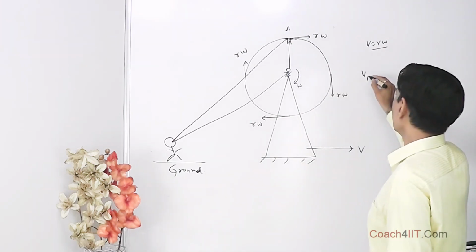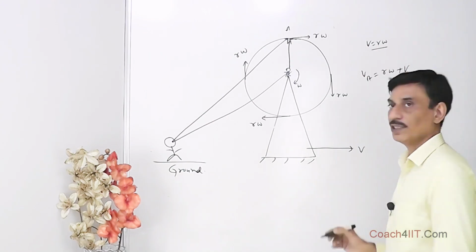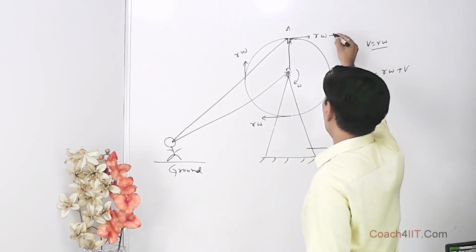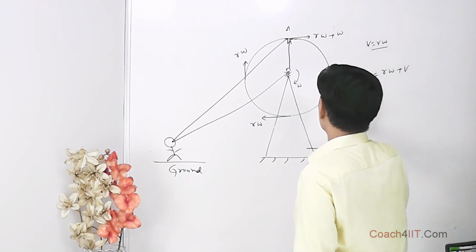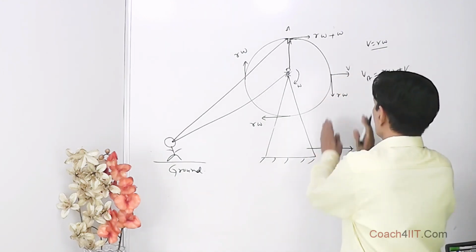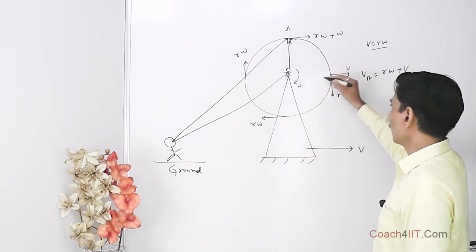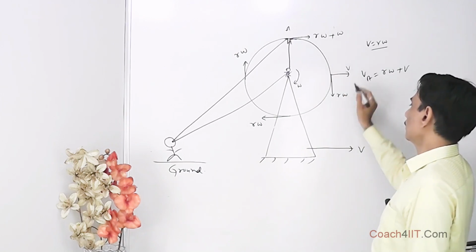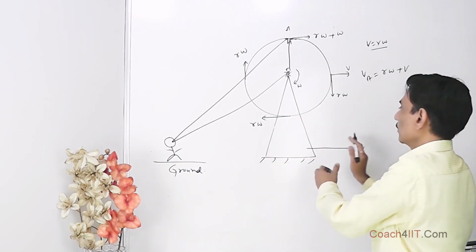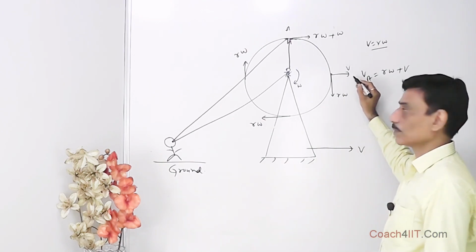So the velocity of A is going to be equal to r omega plus v. This is r omega in this direction, and v is in this direction, that is, we superimpose the velocity. It is r omega because of its rotation and v is because the whole thing is moving in this direction. So the v velocity has also been added in this direction in simple terms.